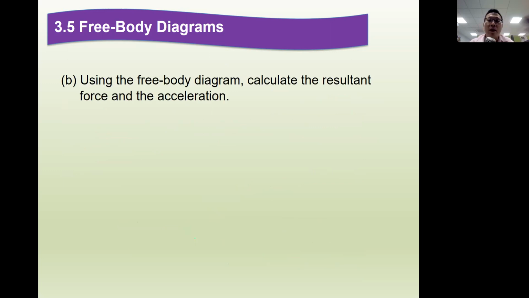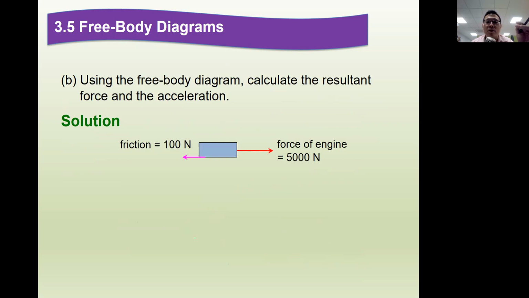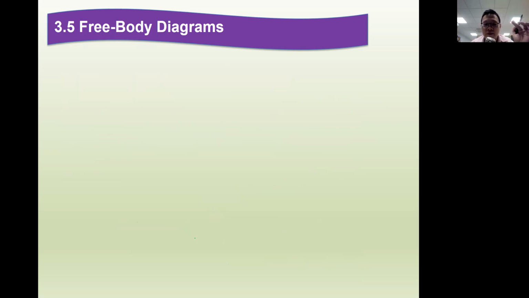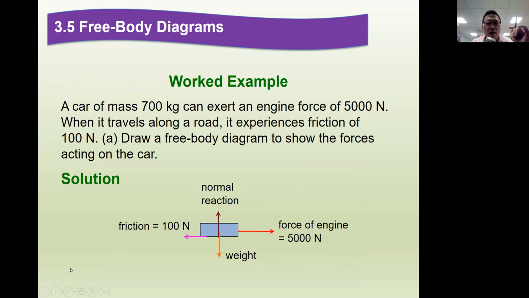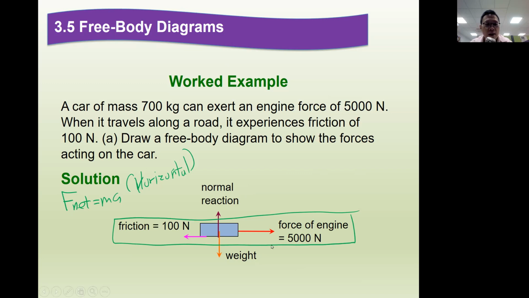But so what happens after this? When I have all the forces on the body, what can I do? I will want to apply Newton's law. At this moment I have one body, but once I have all the forces sorted out, I can apply Newton's law, F net equal to ma, on the horizontal component. And this will give me one equation.